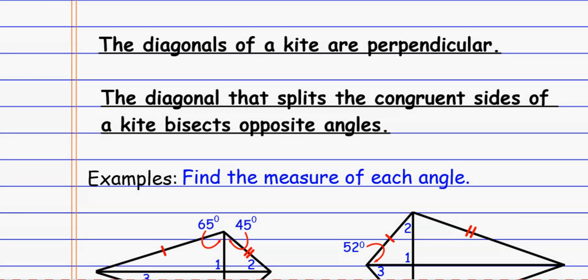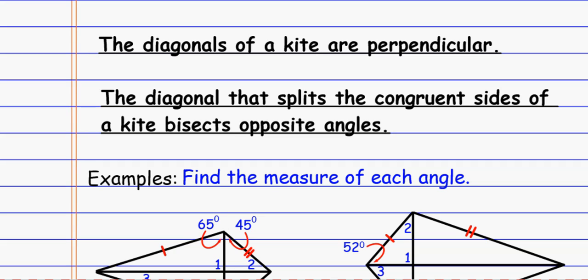So some of the properties we have for kites, these two deal with the angles that we get when we draw the diagonals. The first one is the diagonals of a kite are perpendicular, and that's identical to the property we had for the rhombus, remember? And then the other one is the diagonal that splits the congruent sides of a kite bisects the opposite angle.